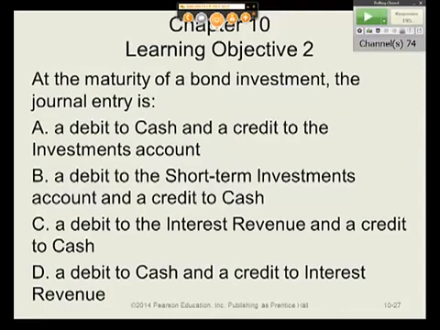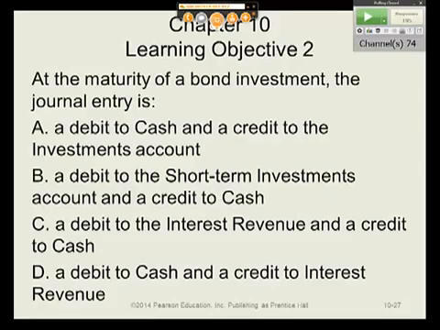And this last one is the maturity of a bond investment, the entry, and this is what we just did. If it's a bond investment, you're going to debit cash and credit the investment account. So we just saw that entry a couple of minutes ago. So you debit cash and credit the investment account. All right. So for the most part, those are the preliminaries, just some definitions.